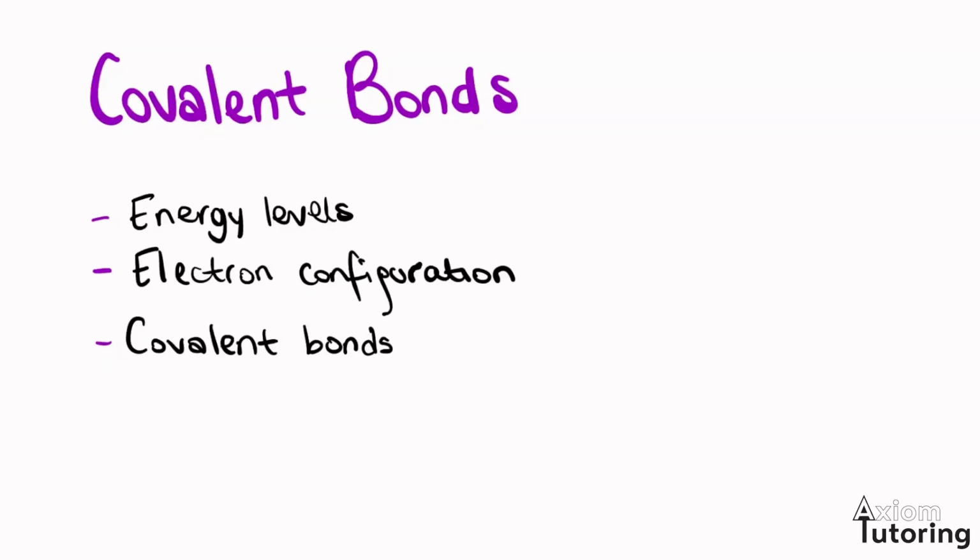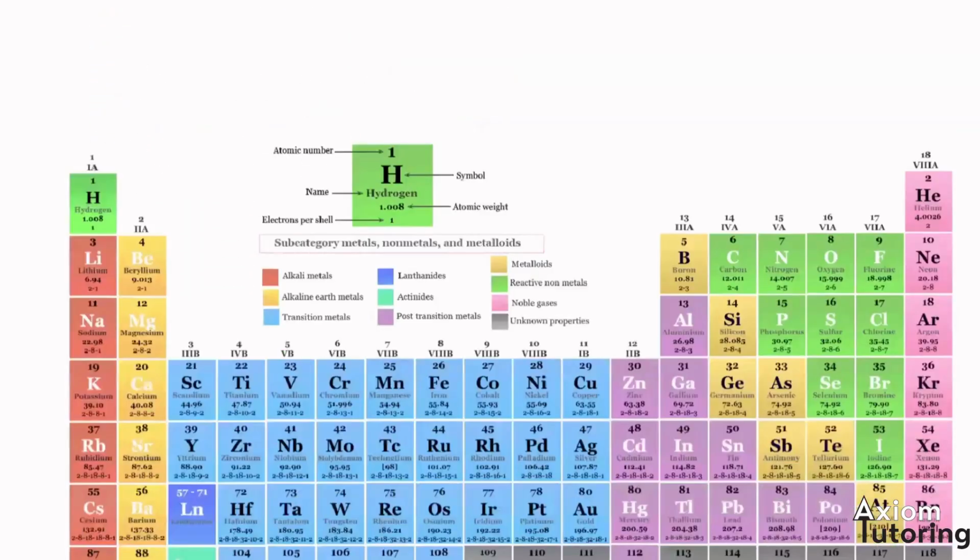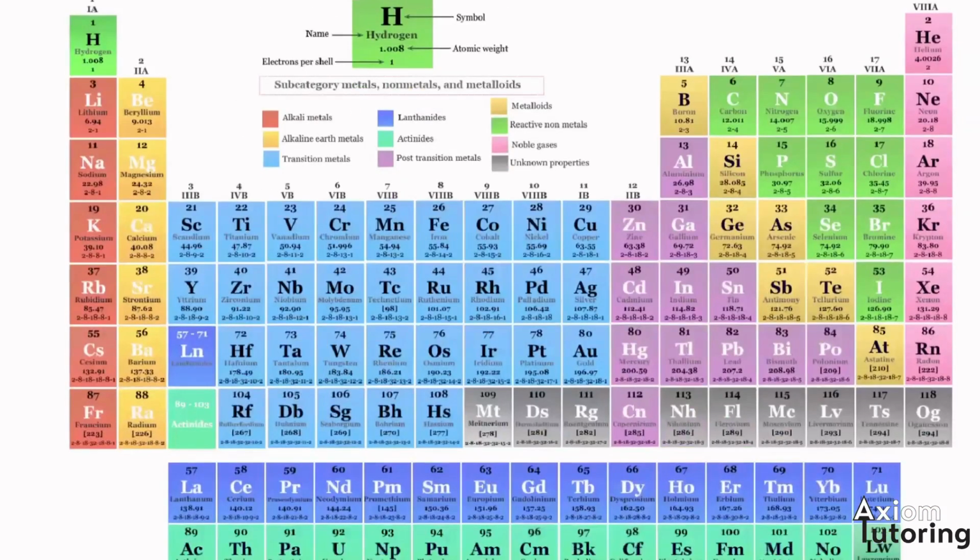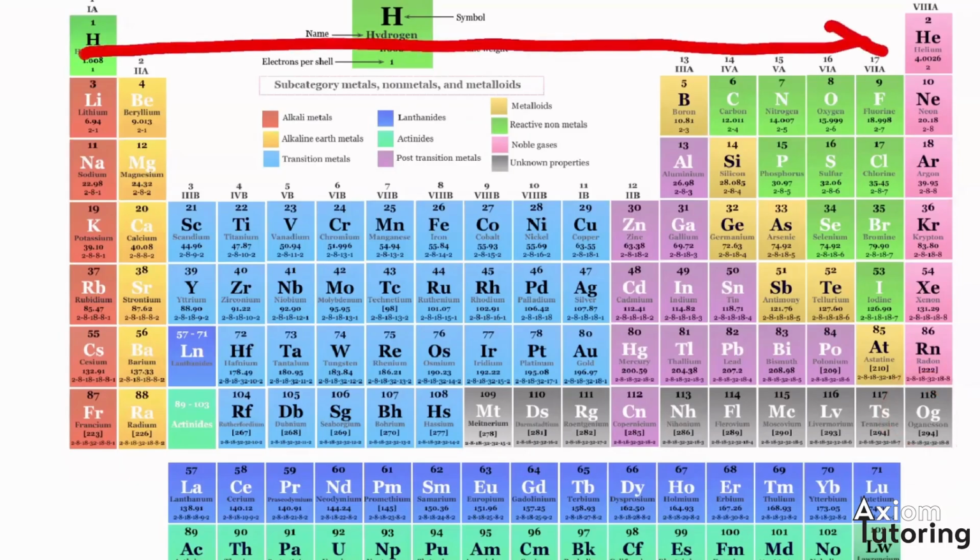We'll be looking at covalent bonds and the energy level and electron configuration of atoms that allow them to form these covalent bonds. So over here, I have my periodic table, and the elements in the periodic table are arranged by the smallest atom to the largest atom. The atom size increases going across the periodic table from left to right.